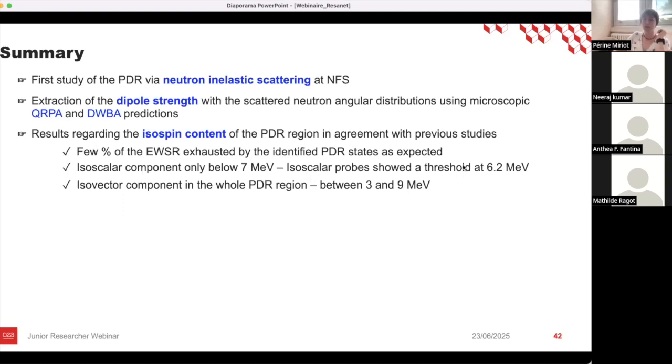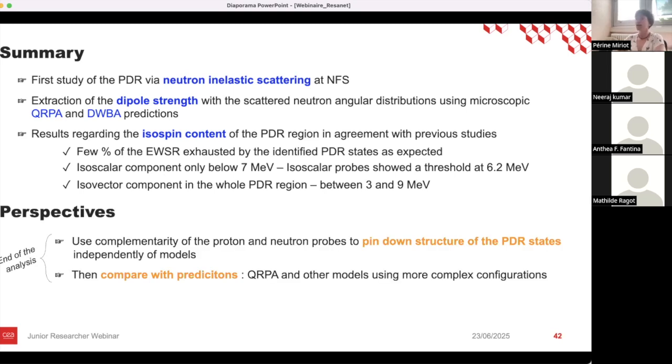So we saw that the PDR state exhausted a few percent of the energy-weighted sum, as expected. The isoscalar components showed a kind of threshold above which no more isoscalar states were populated, a threshold a bit higher than the one previously measured. And the isovector component extended up to the neutron separation energy threshold, so in the whole PDR energy region. What is now still to be done is to use the complementarity of the proton and the neutron probes to pin down the structure of the PDR state and then compare the extracted structure with the microscopic prediction. So this is the last part of this analysis.